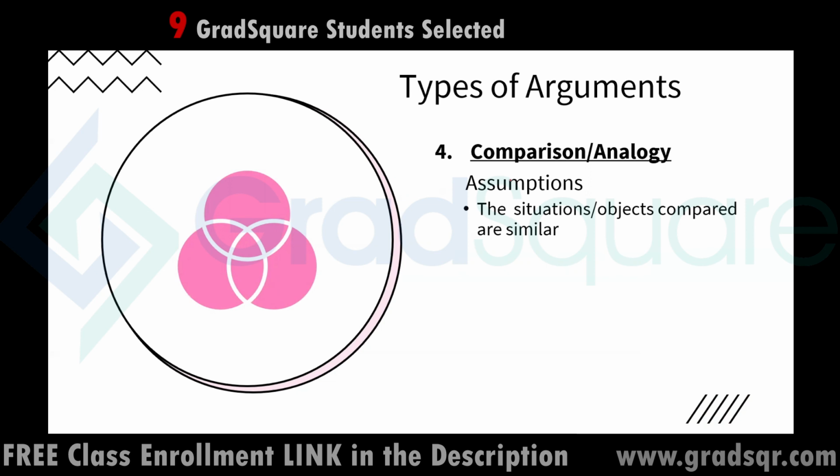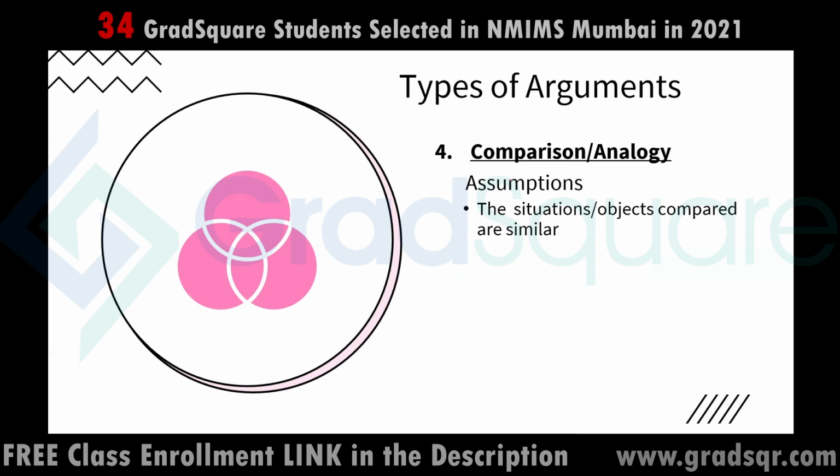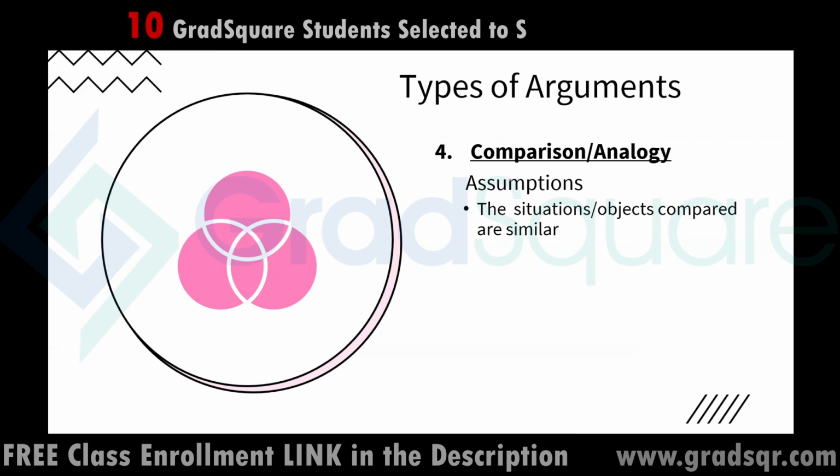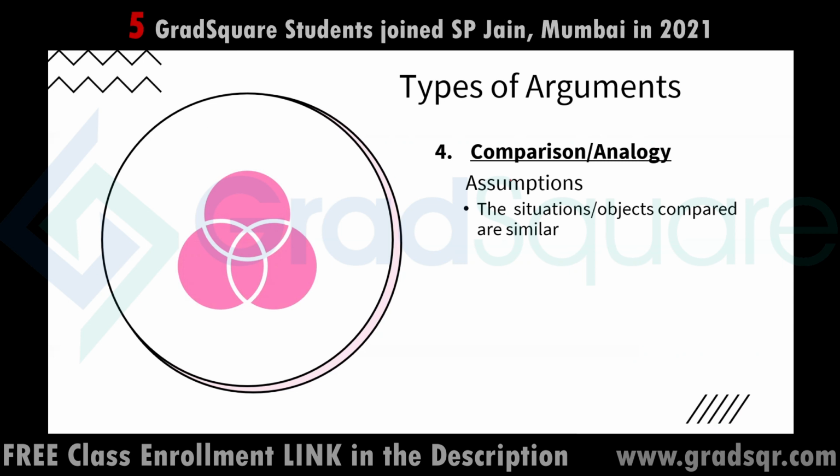So the assumption which is implicit inside the comparison type of argument is that the two situations being compared are very similar to each other. Right? So I'm assuming that whatever is the problem in the US stock market is the same problem which the Indian stock market is going to face. And that is why whatever worked there should work here as well. So that is a comparison type of argument. And the assumption is, of course, that the US and India are very, very similar to each other.